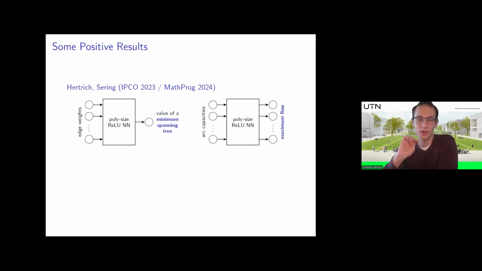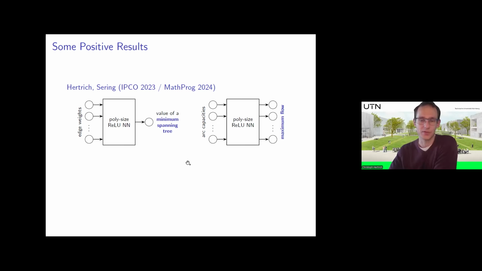So in the end, it was actually quite some effort to prove these two positive results, saying that if you have, let's say, a graph with some edge weights, and you want to put these edge weights into a neural network that computes the value of a minimum spanning tree in the graph, this can be done by a polynomial size neural network. And same for the maximum flow problem, actually.